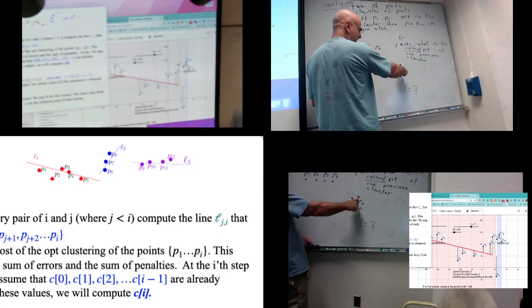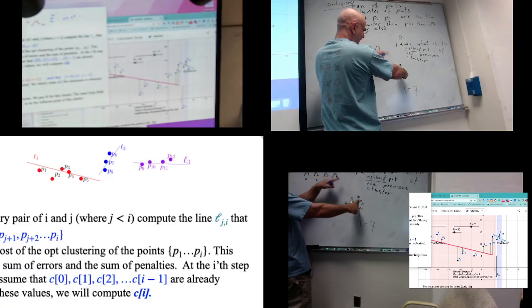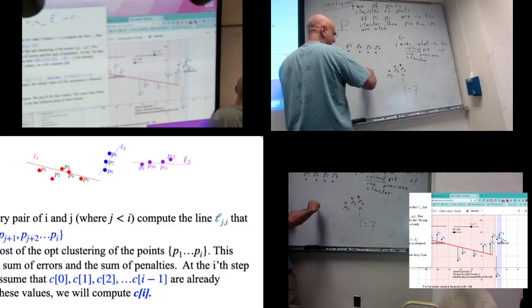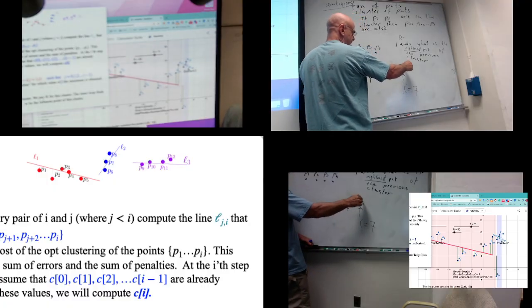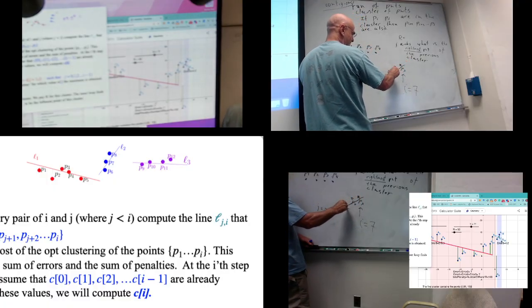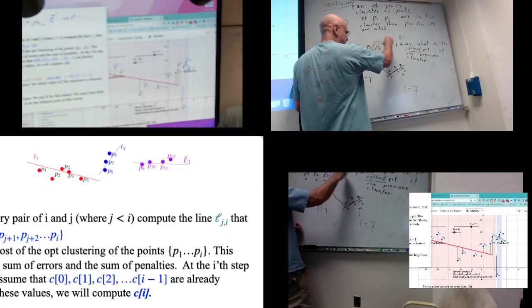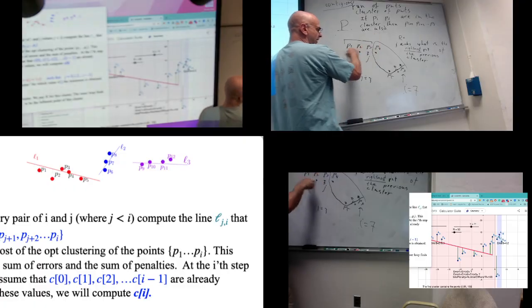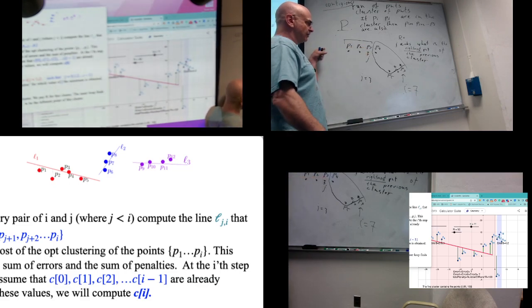So if I'm adding P7, what could j be? j could say I can be 6, I can be 5, I can be 4, I can be 3, I can be 2, I can be 1, I can be 0. For example, if j equals 3, then P7, P6, P5 and P4 will be in one cluster, and somehow I had to optimally cluster all the points from Pj all the way to the left.